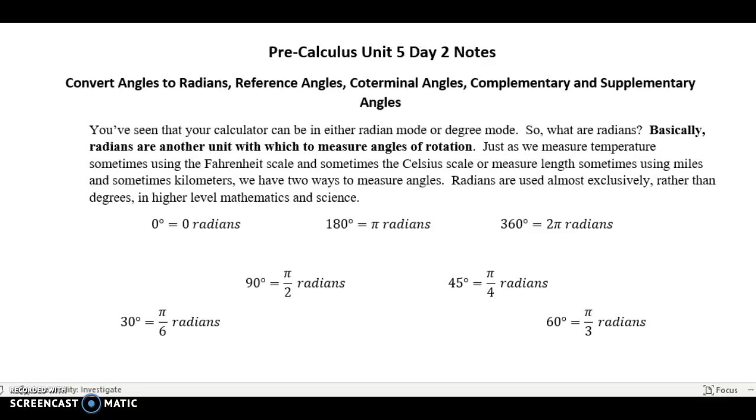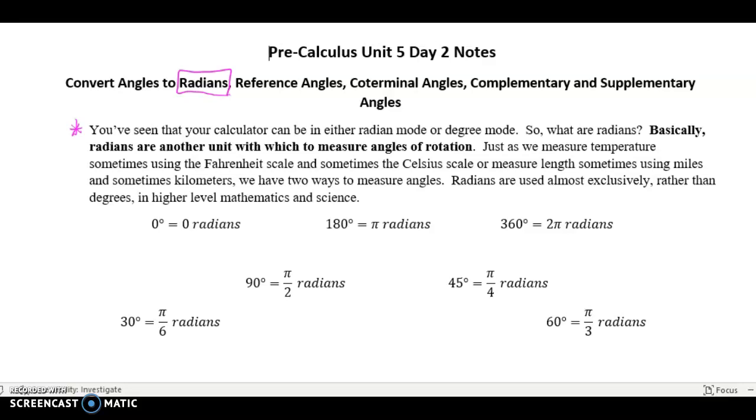Hi guys, today we're going to do basically the same thing we did yesterday, but today we're going to use a different unit. The unit we're going to use today is called radians. I know you've seen that button on your calculator where you can put your calculator in radian mode or degree mode. So what is a radian?